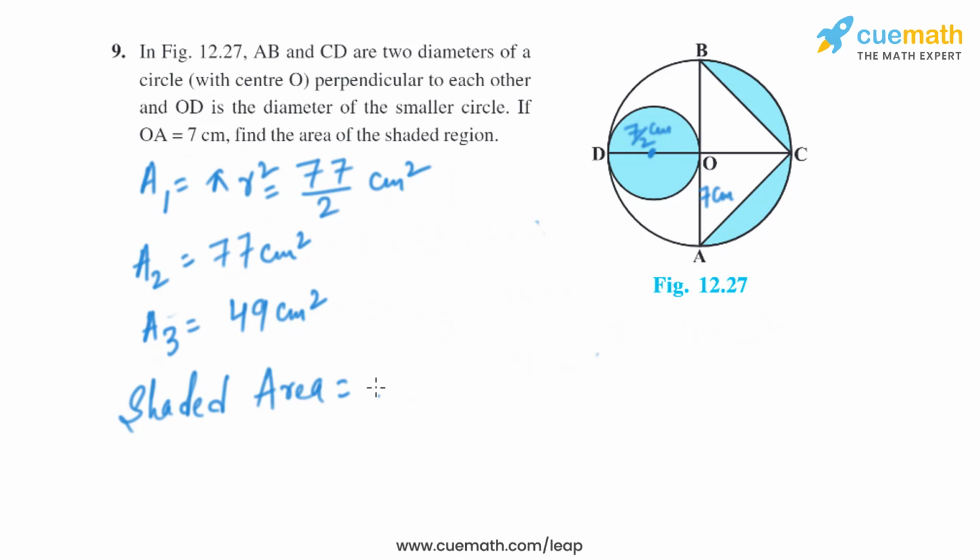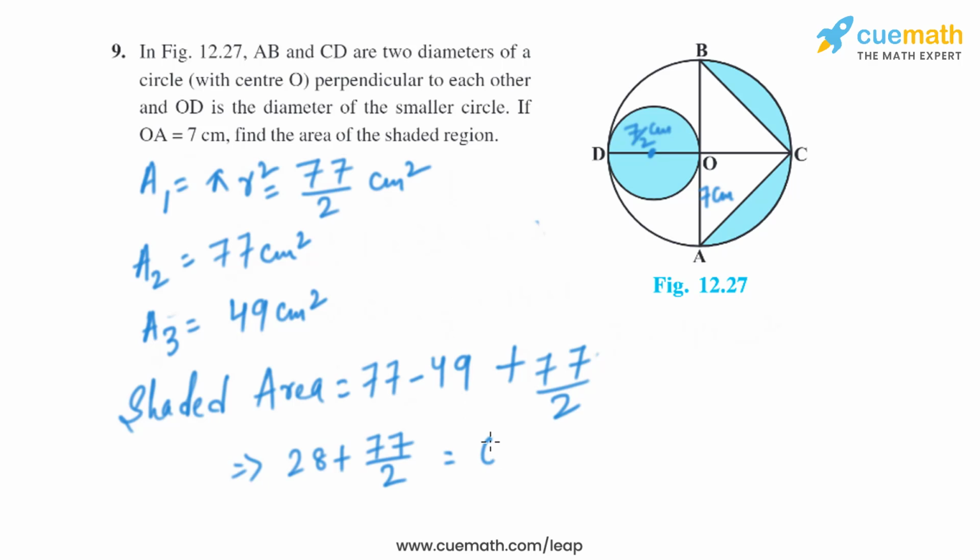Now let's find the shaded area. To find the shaded area, we'll subtract the area of the triangle from the area of the semicircle. So it will be 77 minus 49, and we'll add the area of the smaller circle, which is 77 by 2. On solving this, we will get it as 28 plus 77 by 2. And on further solving it, we'll get the area as 66.5 square centimeter.